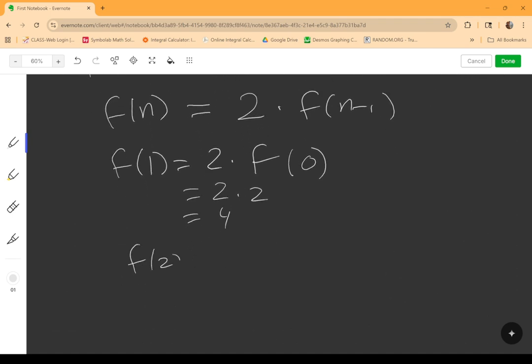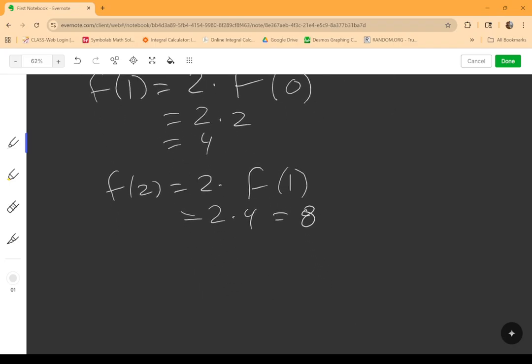And then f of 2: 2 times the previous value, so f of 1, which is 4, 2 times 4 is 8, etc. So this is the idea of a recursively defined function. In order to find a value, I need to know what came before, but I also need to start with some kind of initial condition in order to start this recursion formula. Okay. Again, this is just an overview of the structures we're looking at throughout the semester.